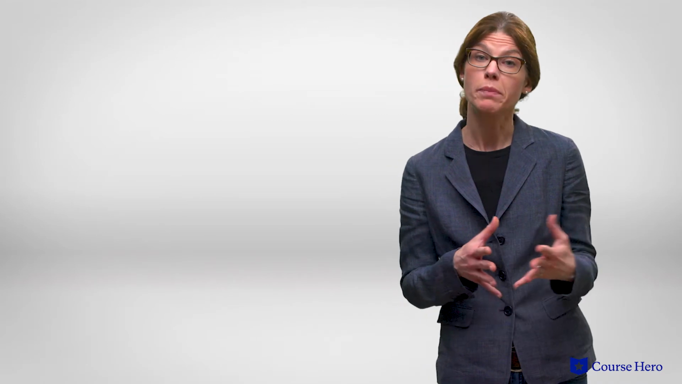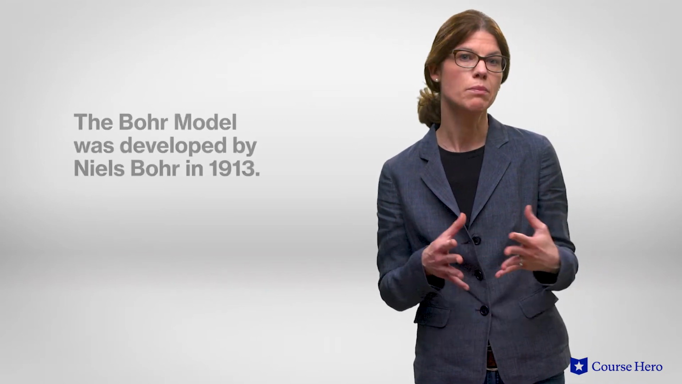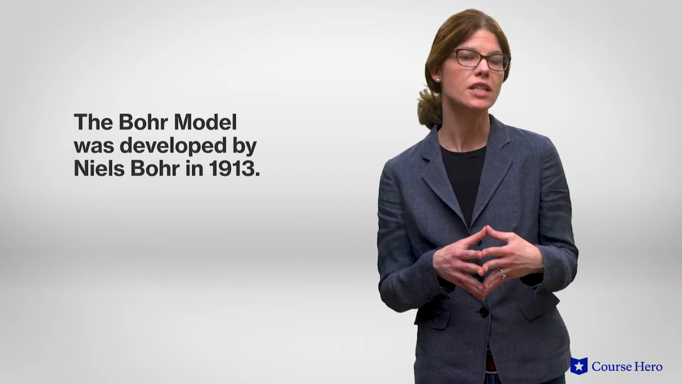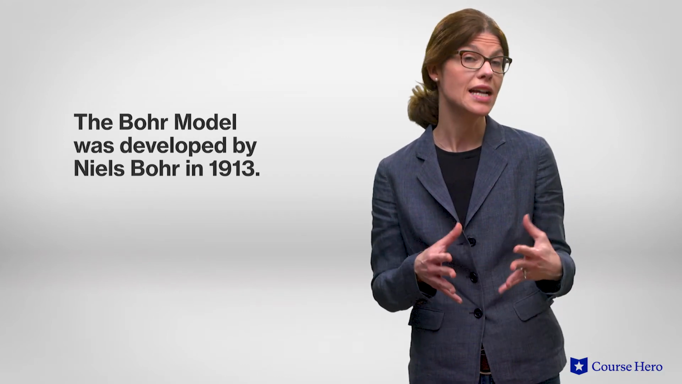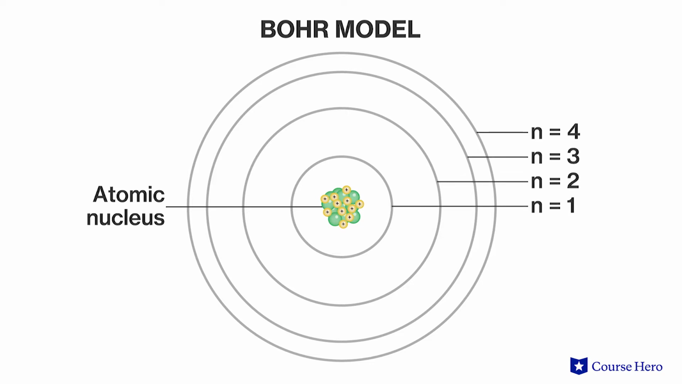Several models have been proposed to describe how electrons behave. One of the earliest models, the Bohr model, was developed by Danish physicist Niels Bohr in 1913. In his model, Bohr shows electron shells surrounding the nucleus. Electron shells are denoted with the number and the symbol N. Electrons fill each shell in a specific order.